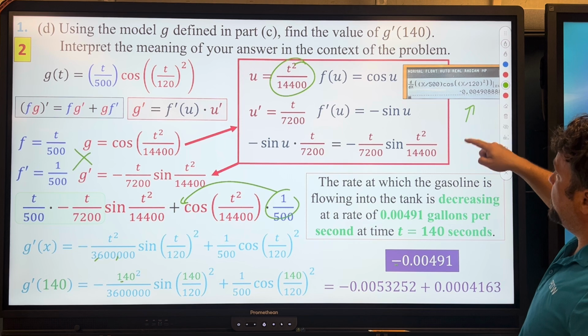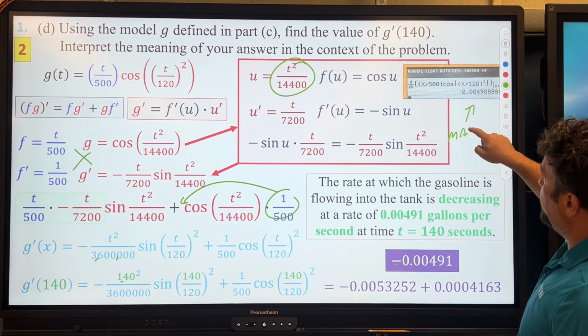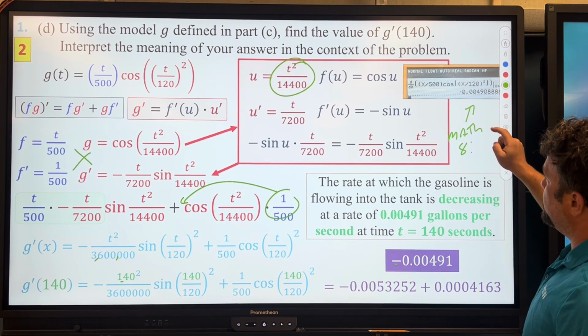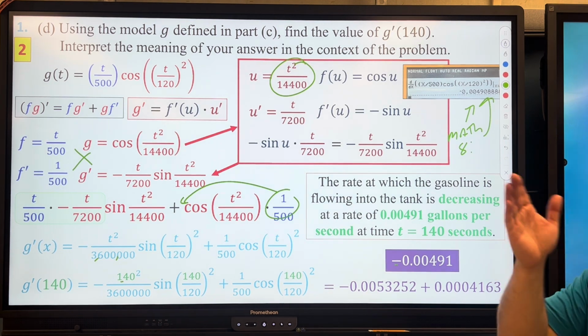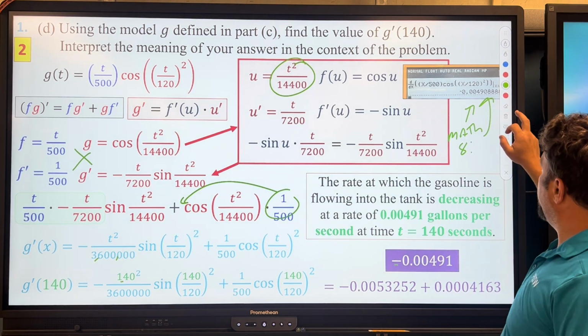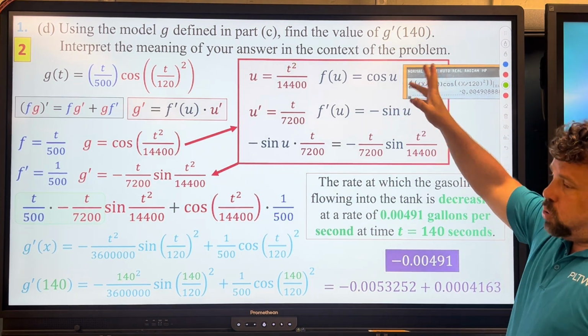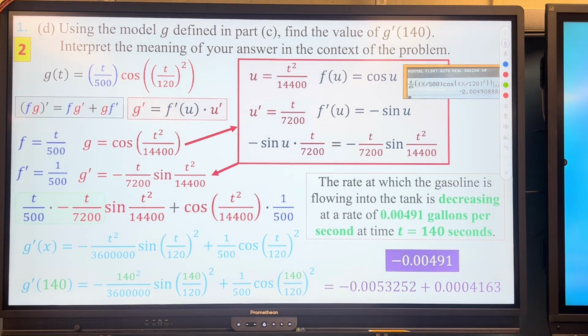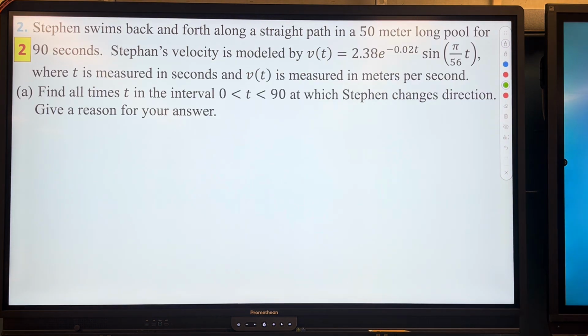So if you want to do this instead, that's fine. Math, and then 8. And that goes. And you're done. All right? Next one. I just wanted to get a product rule.